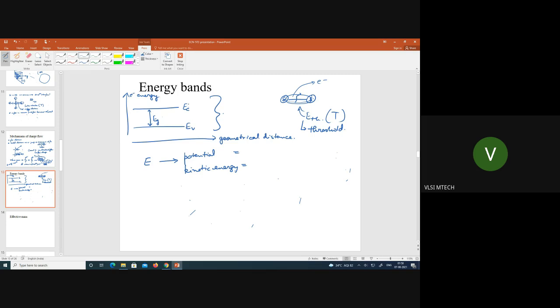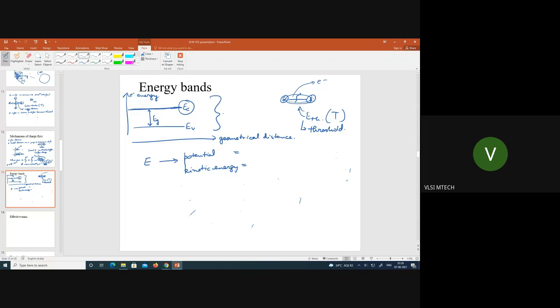So this EC denotes the minimum energy required for a free electron to exist. So in that silicon lattice, the minimum energy that a free electron must have is this EC. So that means that for an electron to be a free electron, there is this threshold of EC that it needs to have. So the energy cannot be less than EC.